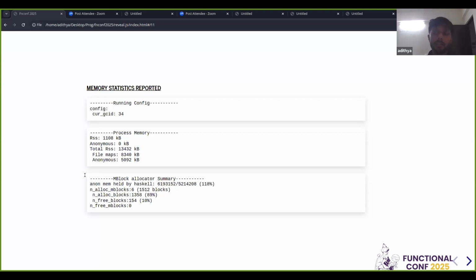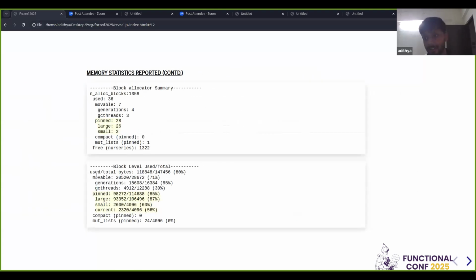So the 6 1 MB blocks are further divided, like we've talked about previously, into 4K blocks, right? So 6 mega blocks will approximately have 1512 4K blocks, right? And out of these 1512 4K blocks, the block allocator has taken away 1358 4K blocks, and there are 154 free 4K blocks. So now let's look at the 4K blocks. 4K blocks are quite interesting, right? It's more interesting than the mega blocks because it'll give us a much deeper view of the Haskell memory.